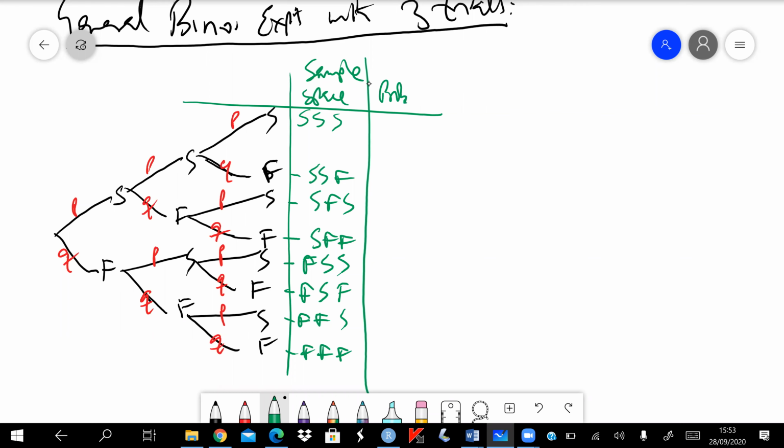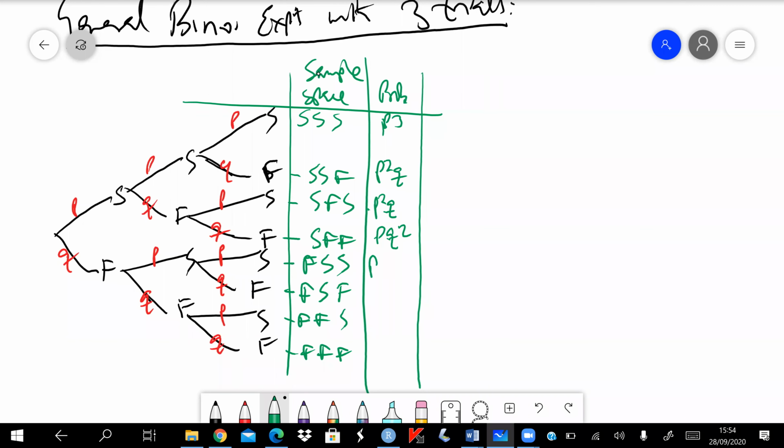And probabilities, remember these trials are independent, so I just multiply the probabilities. So this will be P cubed. This will be PPQ, so this is P squared Q. This will be PQP, which will give me again P squared Q. I'm deliberately starting with P. And this will be PQ squared.